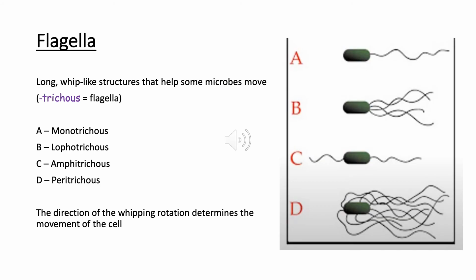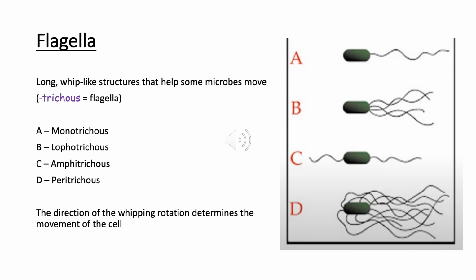Flagella are long whip-like structures that help some microbes to move, and I have a picture here and a list of terms, and I want you to be able to recognize which term goes with which picture. So for all of the terms, they end in trichus. Trichus means flagella. So for A, monotrichus, mono means one, and a monotrichus microbe has one flagellum. And even some human cells are monotrichous. For example, sperm cells are monotrichous.